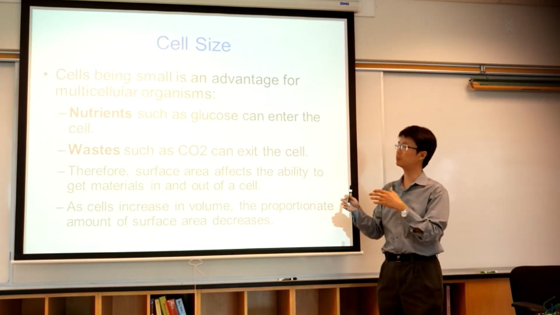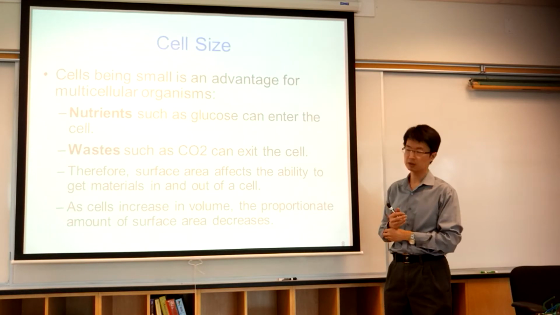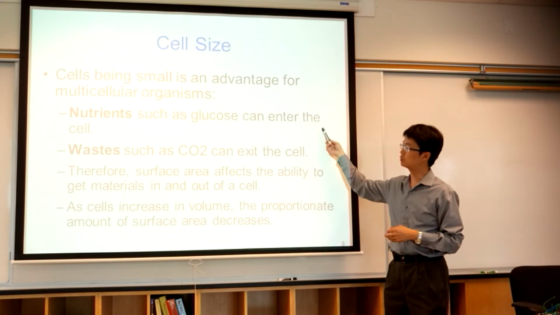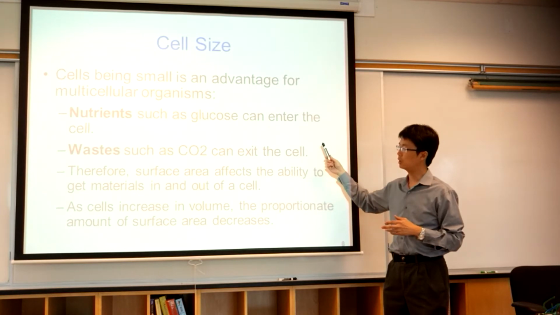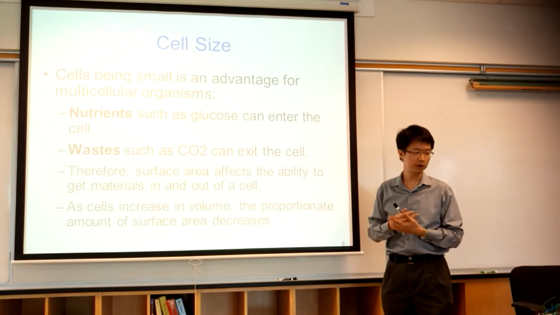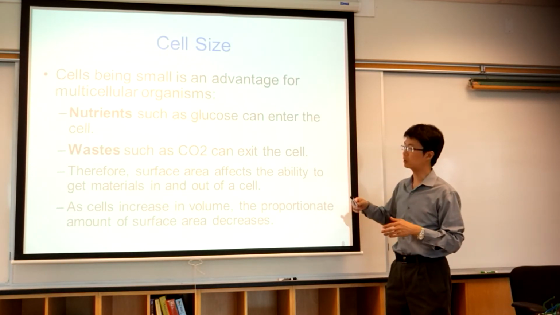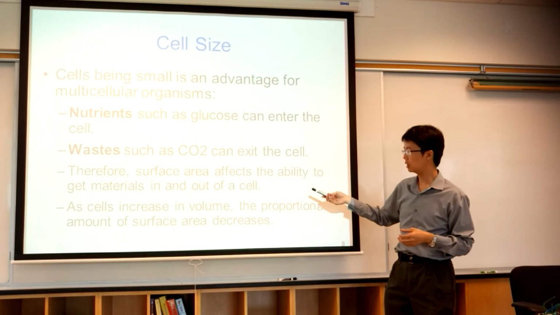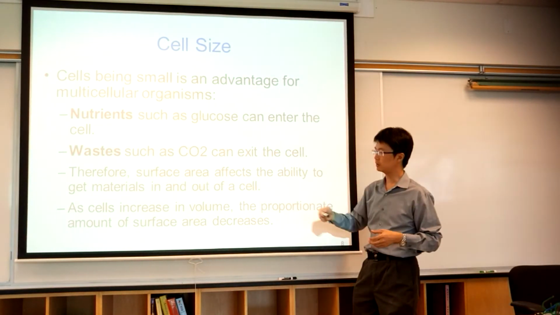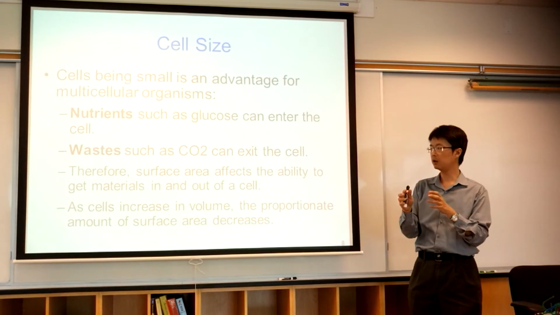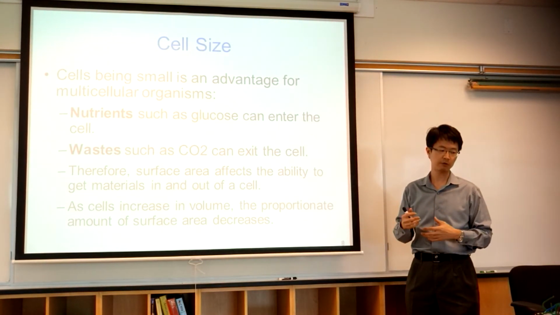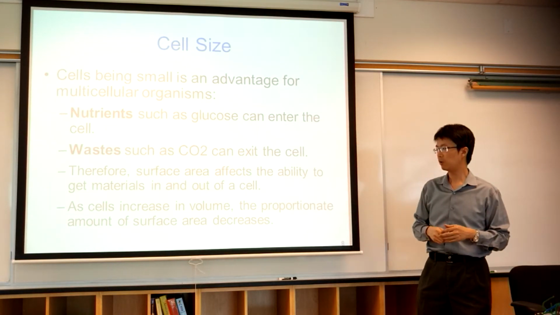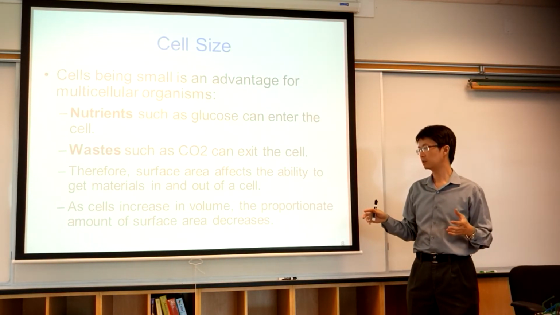So how come cells are so small? What is the advantage to it? The advantage is that nutrients can go into the cell, nutrients such as glucose, and waste such as CO2, or carbon dioxide, or urea, can exit the cell. What allows the nutrients and waste to go in and out of the cell? It's because of the surface area. When the cells are small, you get more surface area when you have a multiple number of cells. When you only have one big cell of the same volume, you will have less surface area.